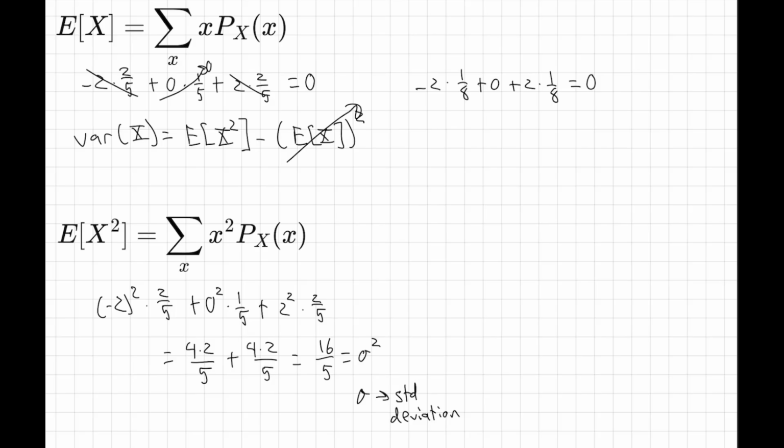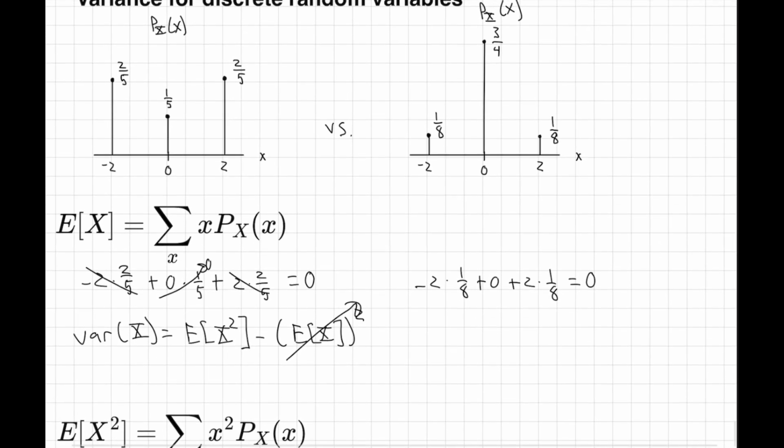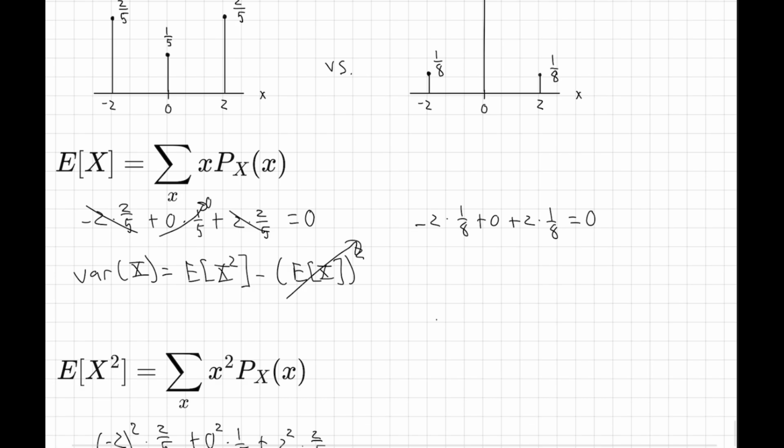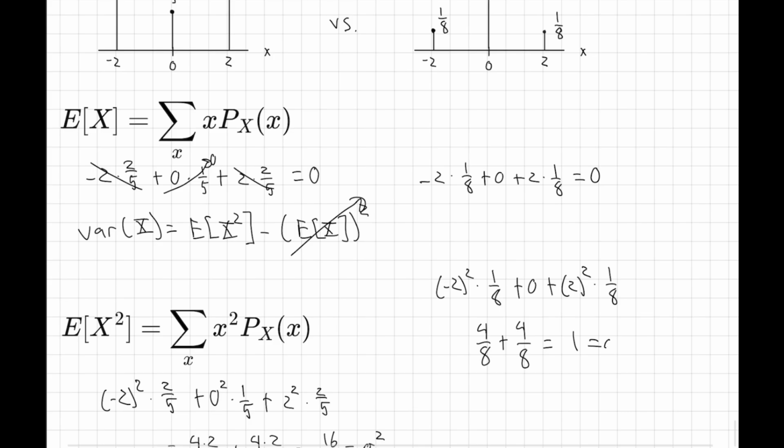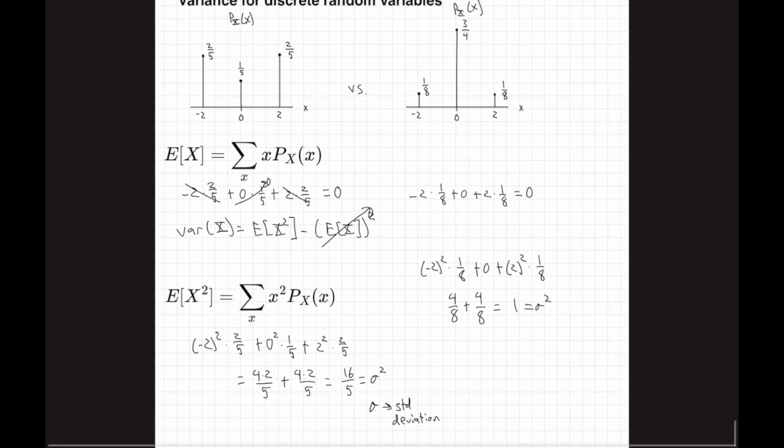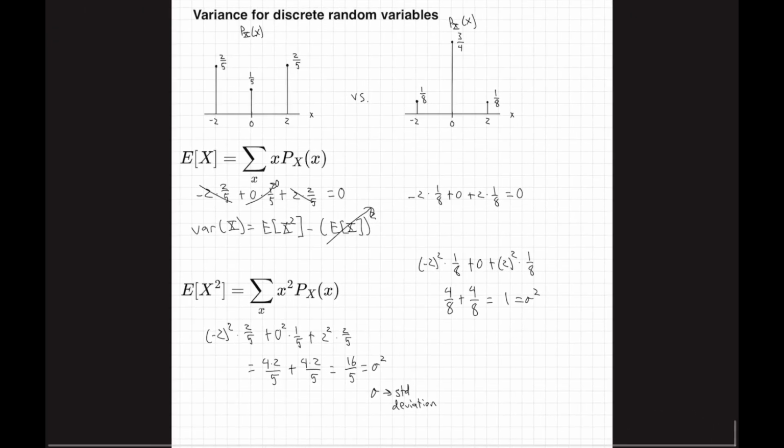All right. And let's look at the expected value of x squared for the right distribution. We have -2 squared times 1/8 plus 0 plus 2 squared times 1/8. So we have 4/8 plus 4/8, which is equal to 1. So that's equal to sigma squared. So we can tell a lot from the variance here.